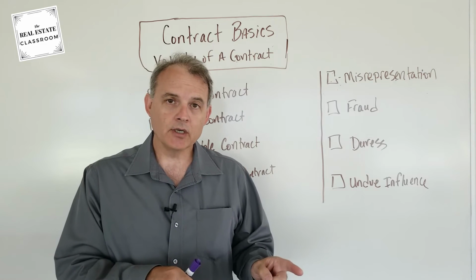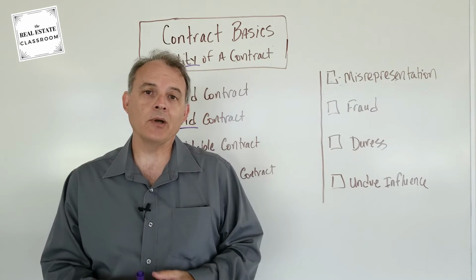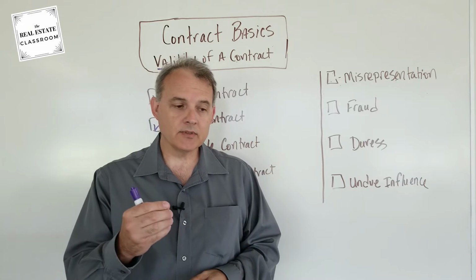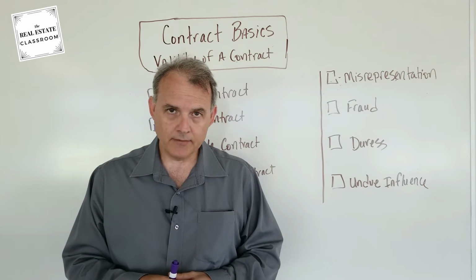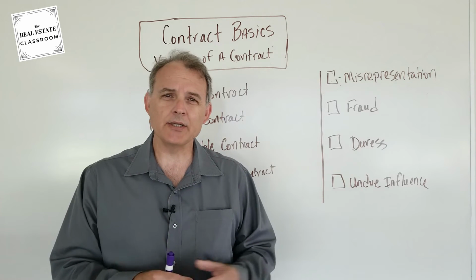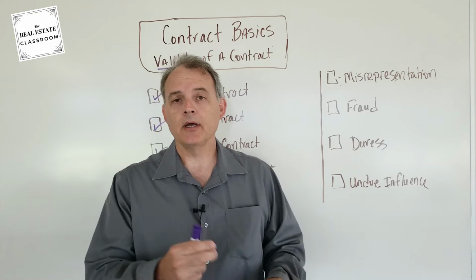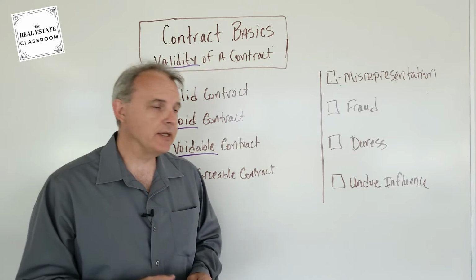However, for the minor, it's voidable. They can void the contract at any time up to the point that the minor becomes the age of majority. That's why we typically don't see people contracting with minors, because the contract is voidable by the minor up to the point that they become the age of majority.